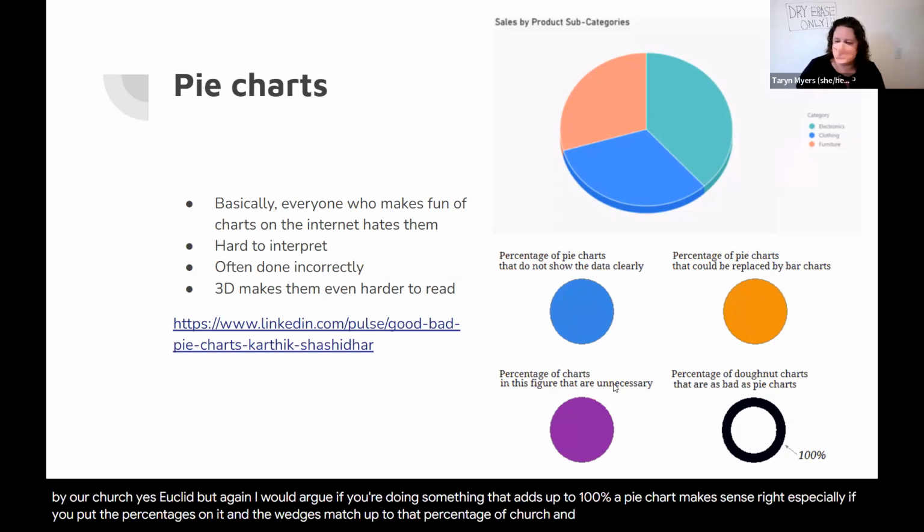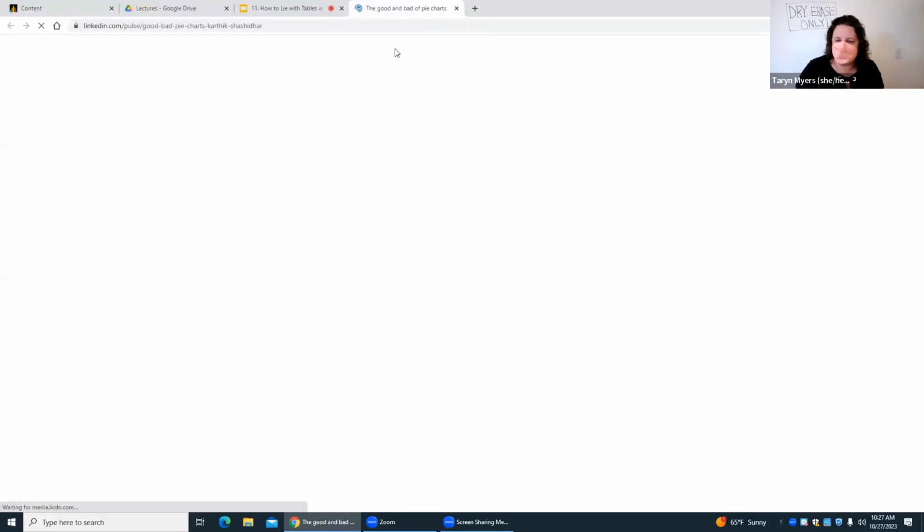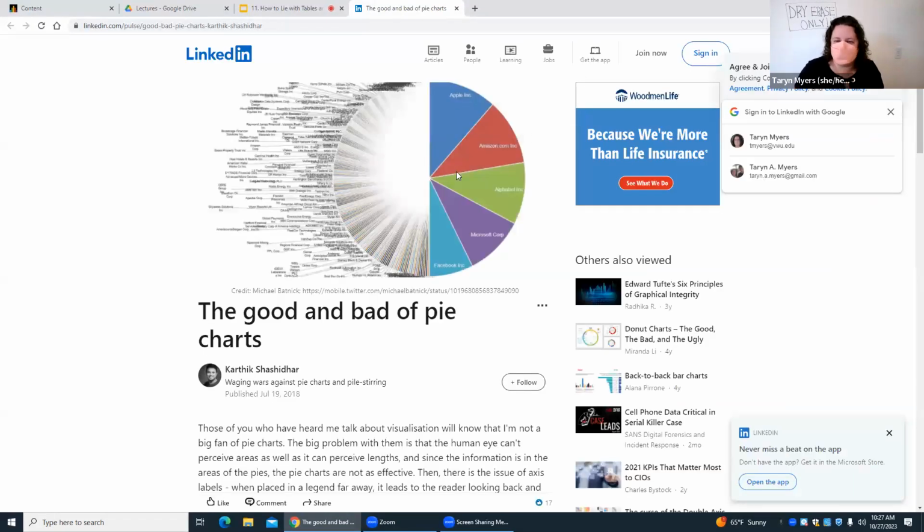Percentage of charts in this figure that are unnecessary. Percentage of donut charts that are bad as pie charts. This one actually put the percentage on. And then this is someone who points out some of the more problematic ones that they've seen, right?